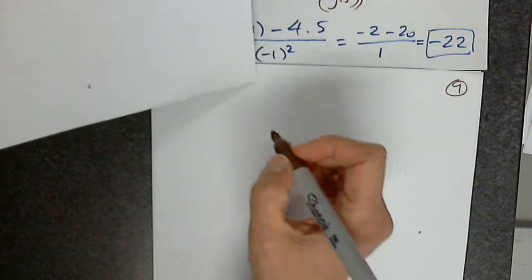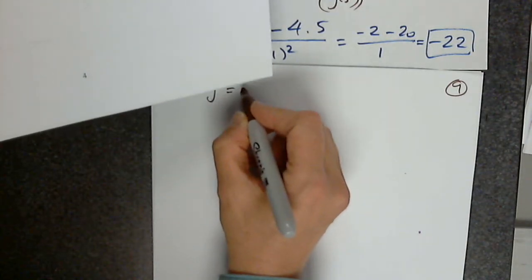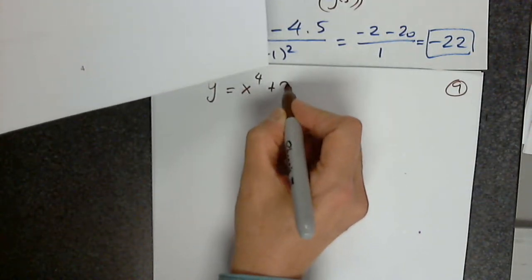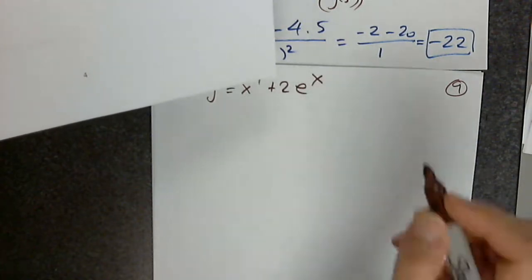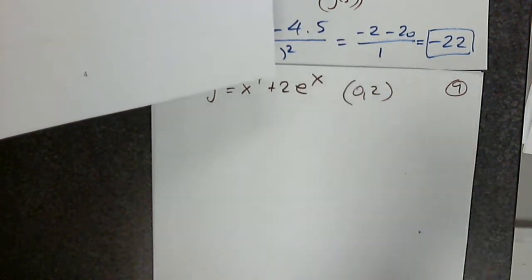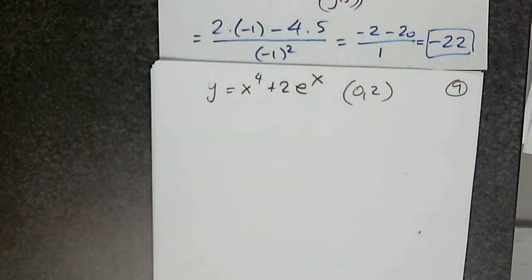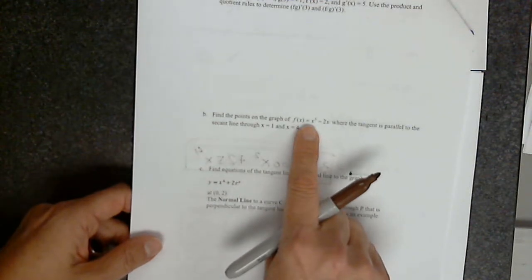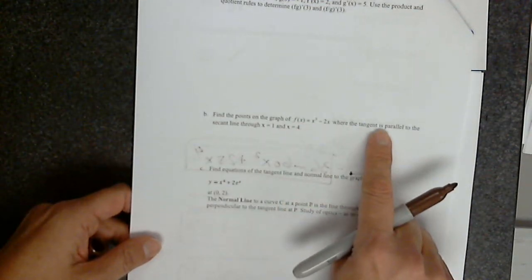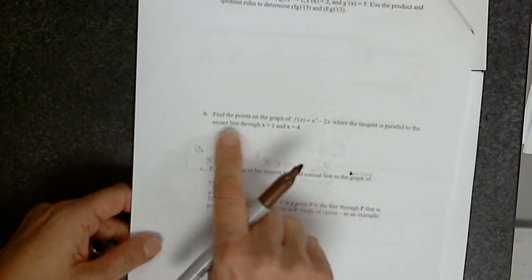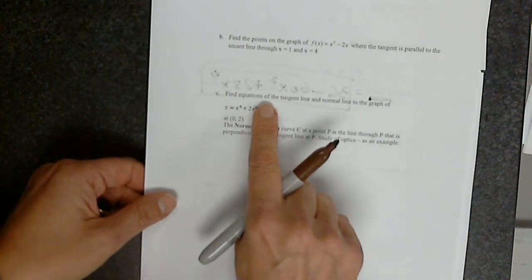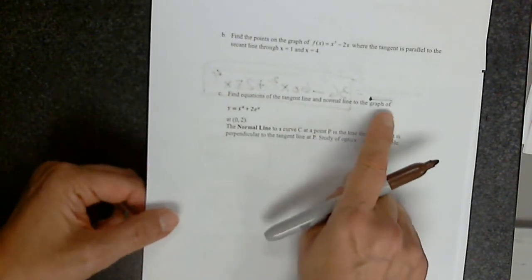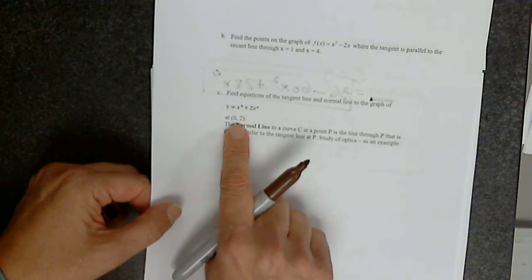Let's look at C. We're given y equals x to the fourth plus 2e to the x. We are given a point, and we are asked to find the points on the graph of this function where the tangent is parallel. Find equations of the tangent line and normal line to the graph of this at 0, 2.